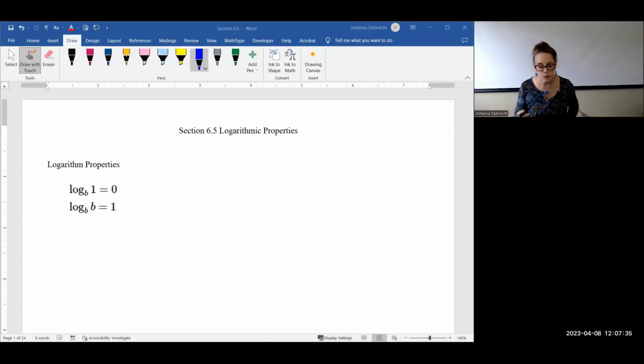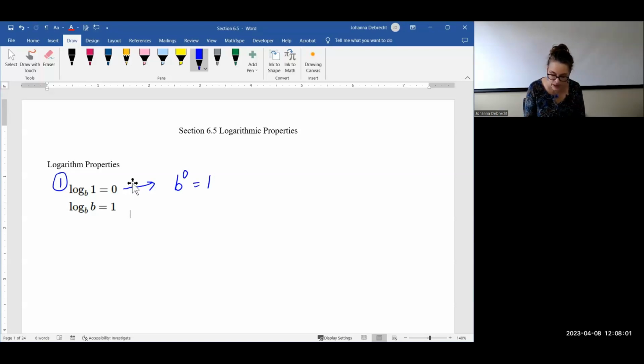The first property is one that we've talked about several times, especially when we were looking at the graphs, and that's this one right here. So we can call this one log property number 1. It basically says, no matter what base you choose, if the power you raise it to is 0, you're going to get 1 for the answer. So in exponential form, this looks like b to the 0 equals 1. Now remember, we have restrictions on b. b has to be greater than 0 and it cannot equal 1.